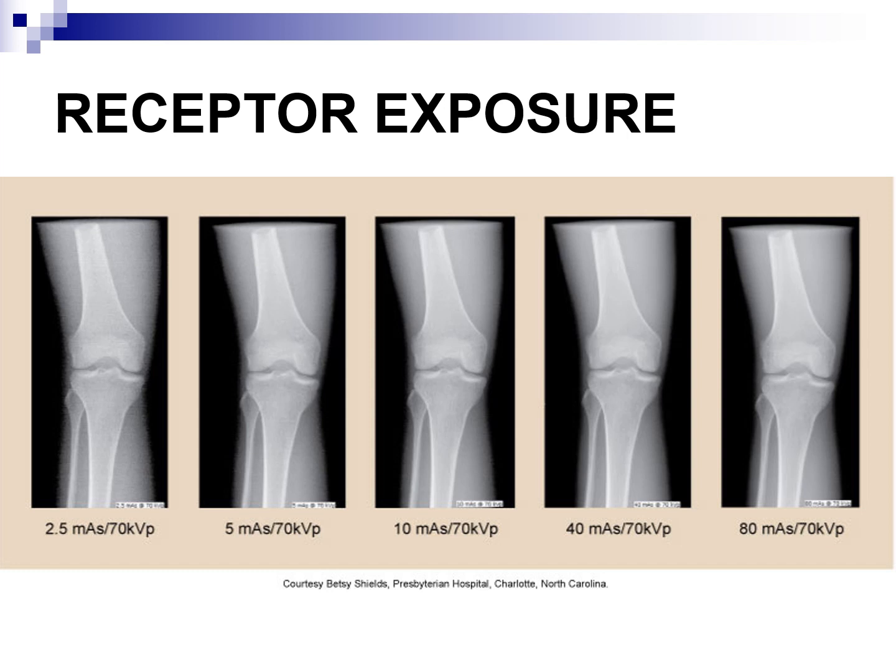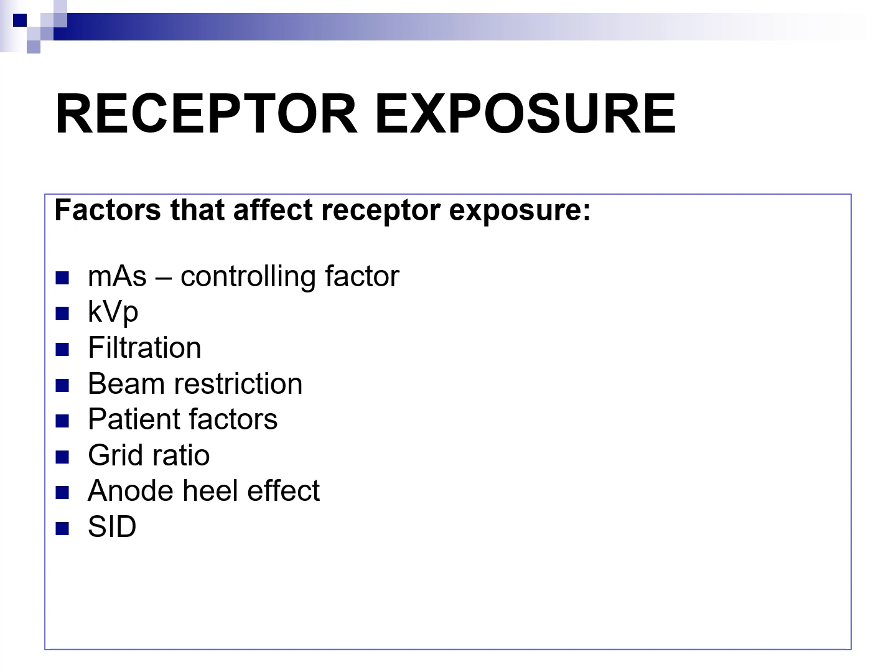So looking at the images shown here, we can see that there are different radiation exposures that were used, as far as different mAs that were used for these, but the overall brightness is the same. So automatic rescaling controls brightness in digital imaging, but the receptor exposure still increases with an increase in mAs. There are factors that affect receptor exposure that include mAs, and that's the controlling factor. In addition to that, there's kVp, filtration, beam restriction, patient factors, grid ratio, the anode heel effect, and SID.